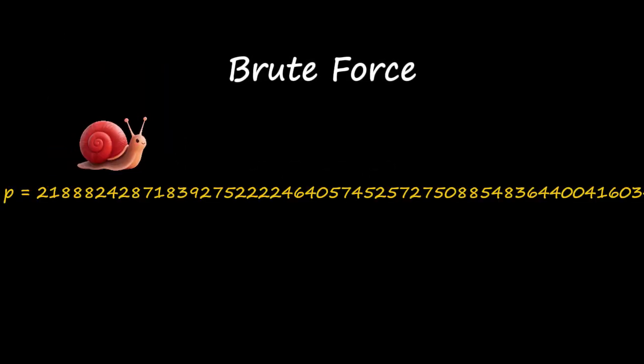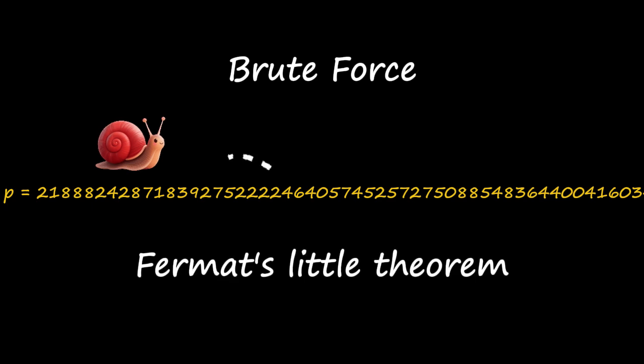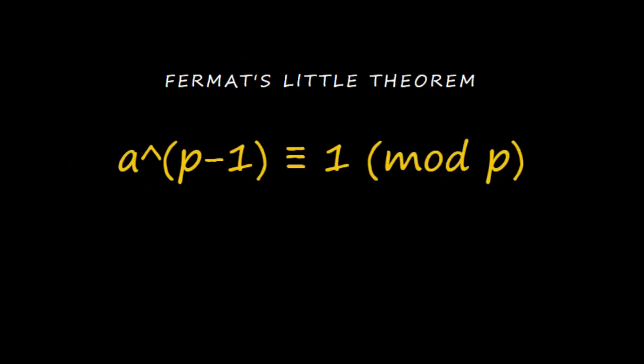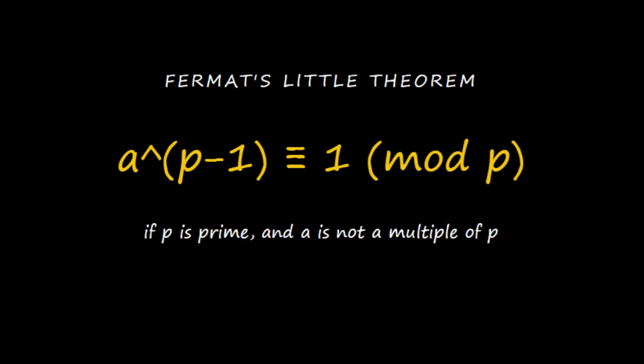Fermat's little theorem. Brute force is slow for huge primes. Fermat's little theorem is the shortcut. a to the power of p minus 1 is congruent to 1 mod p, as long as p is prime and a is not a multiple of p. True for every number from 1 to p minus 1.